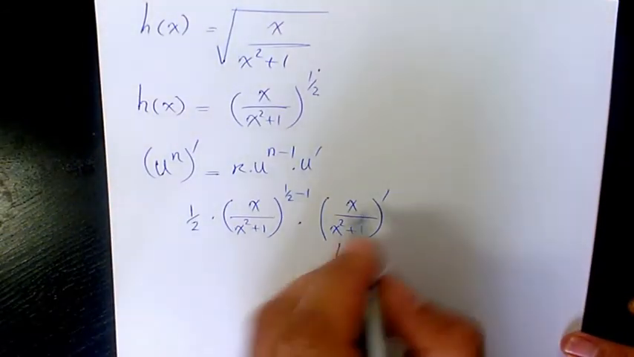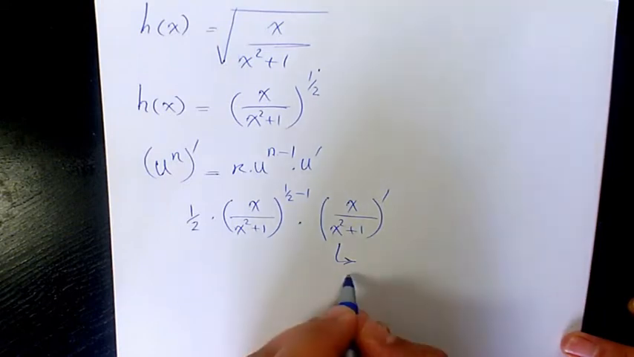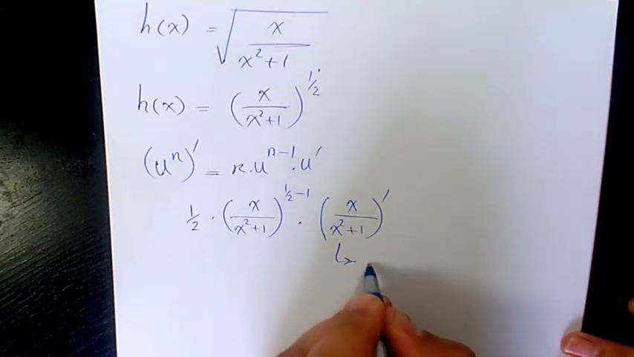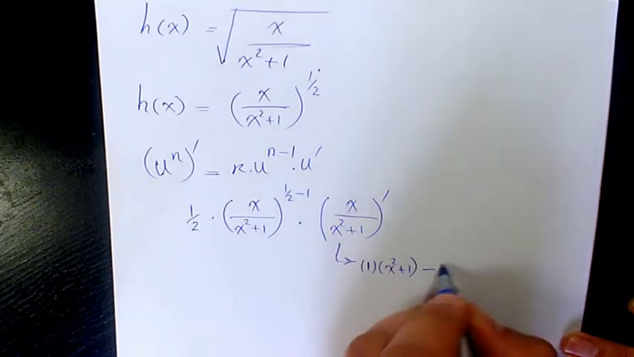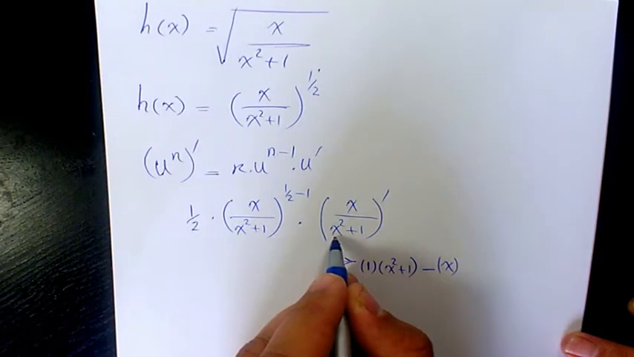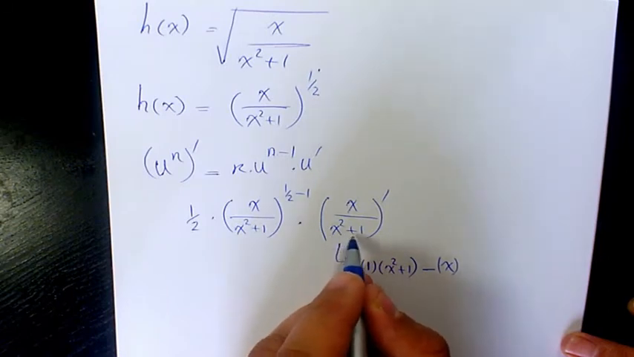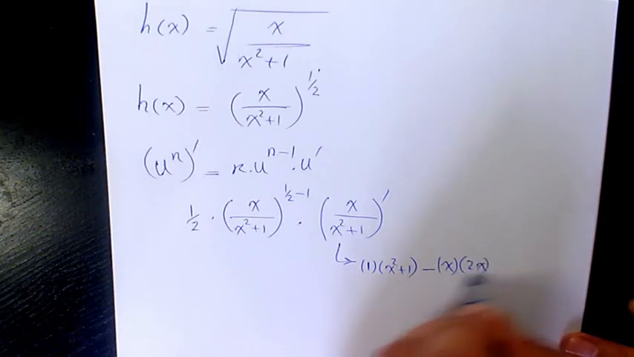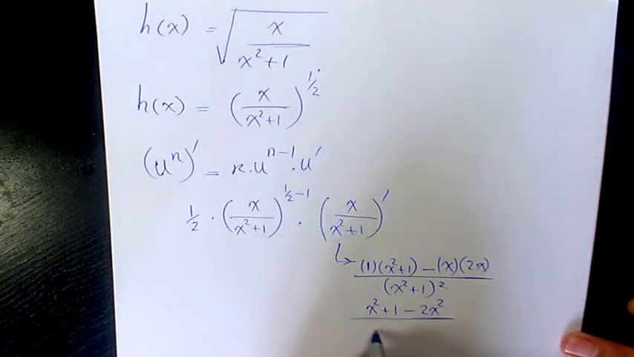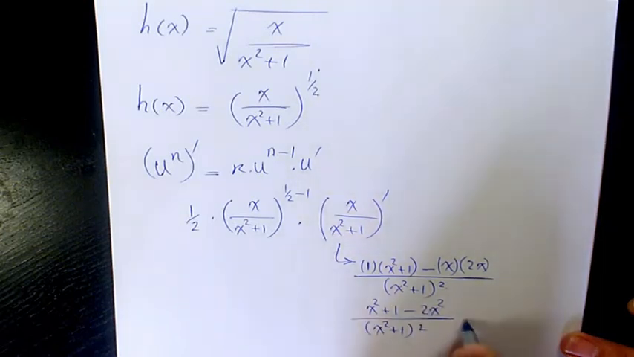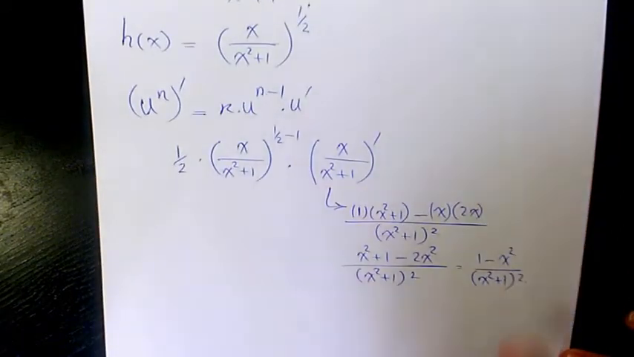Now let's find the derivative of x over x squared plus 1. It's going to be the derivative of x, which is 1, times x squared plus 1, minus x times the derivative of the denominator. We have x squared plus 1, the derivative is going to be 2x, divided by x squared plus 1 to the power of 2. So that's going to be x squared plus 1 minus 2x squared over x squared plus 1 to the power of 2. So we're going to have 1 minus x squared divided by x squared plus 1 to the power of 2. Now we stop it there.